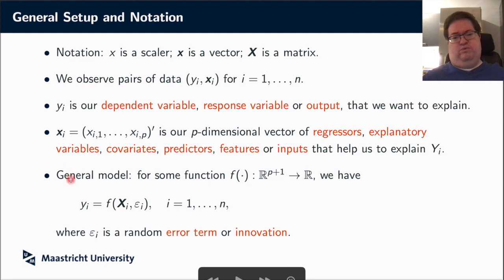If we look at the general model, without making any particular assumptions, we assume that there is some function f of x which is going to generate y. There's also going to be some error term. This relation is not going to be exact. So there's going to be some error term epsilon i, which we can also call innovation.